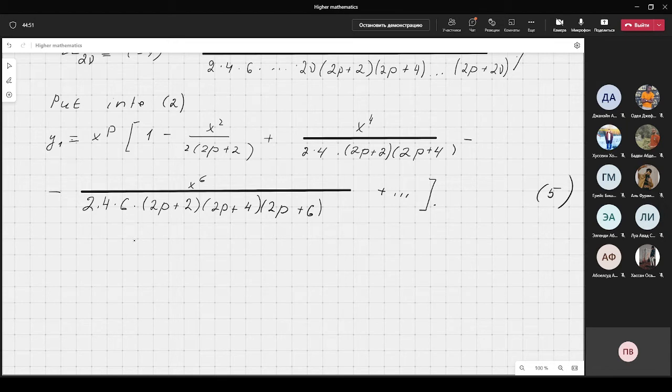All the coefficients a_2ν will be determined since for every k the coefficient of a_k in 3, (r plus k) squared minus p squared, will be different from 0. Thus, y1 is a particular solution of equation 1.